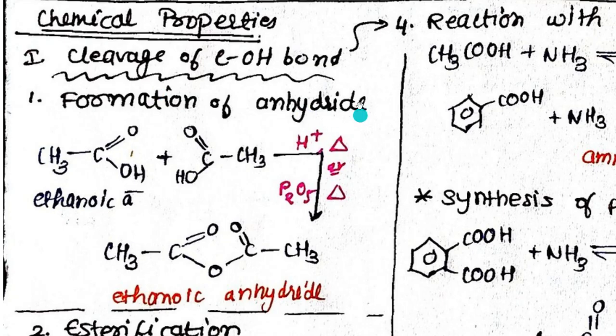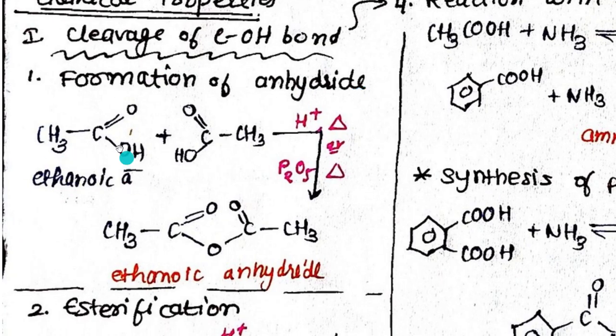Now coming to the chemical properties, first is the cleavage of the O-H bond. Firstly, formation of anhydride. So this is ethanoic acid. Two ethanoic acids, just placed like a mirror image, as you can see.